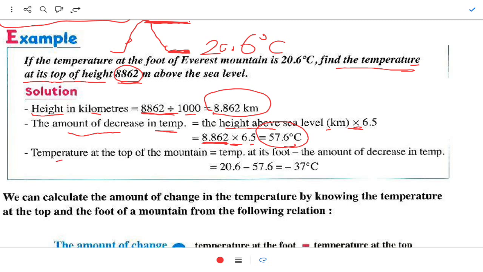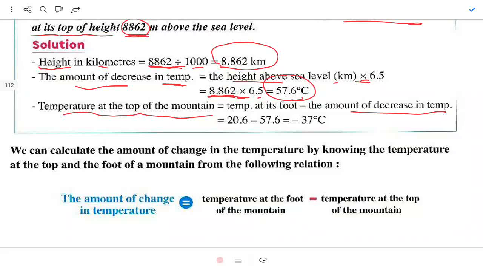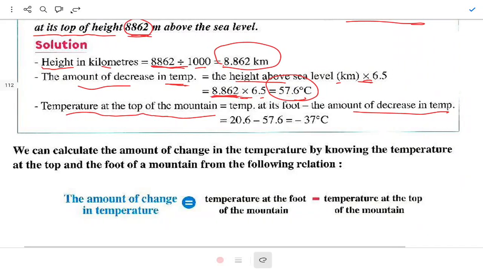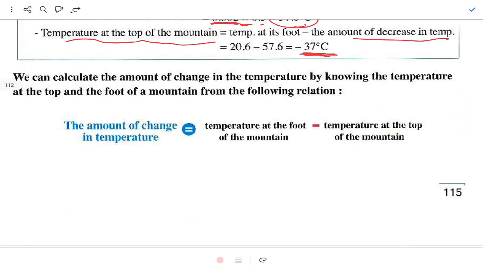But we want to find the temperature at its top. Temperature at the top of the mountain equals temperature at its foot minus the amount of decrease in temperature. The result would be minus 37 Celsius. Let's move to another question.